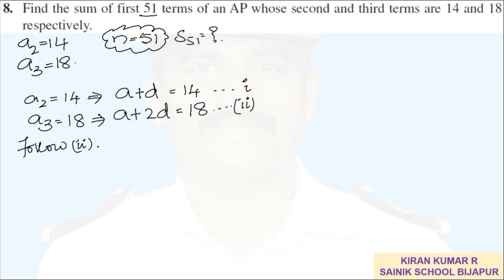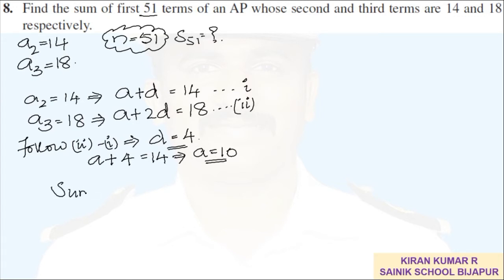equation 2 minus equation 1 so that a gets cancelled. I get the value of d as 4. Once the value of d is 4, I can find the value of a. We get it as 10. Now with these two values of a and d, I will find out the sum of 51 terms.